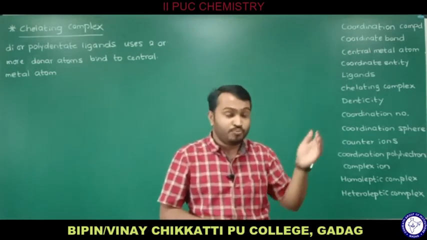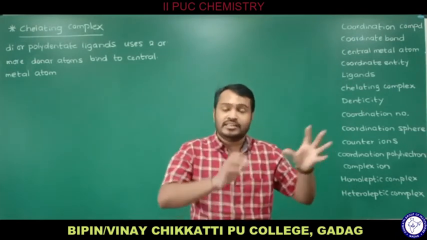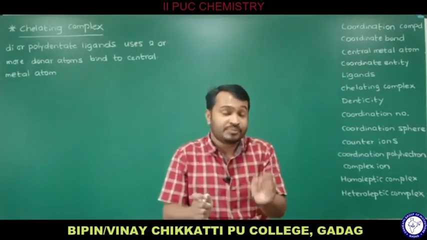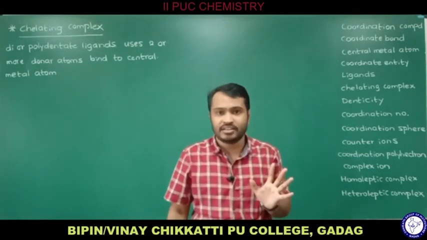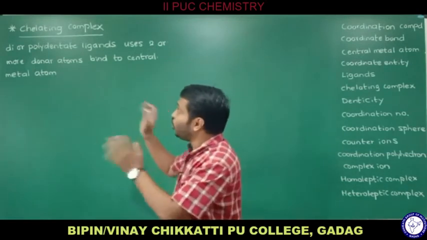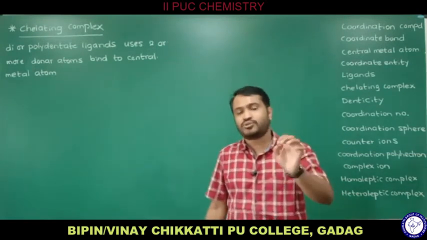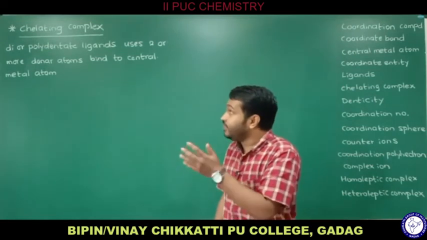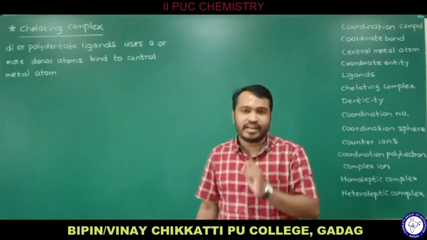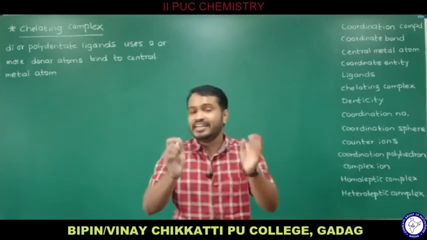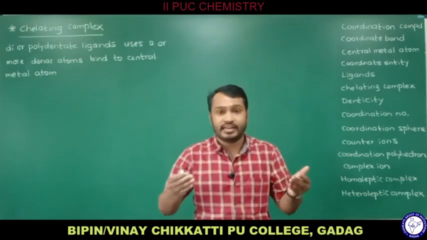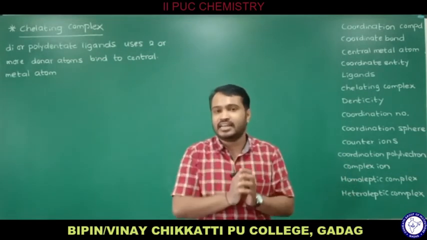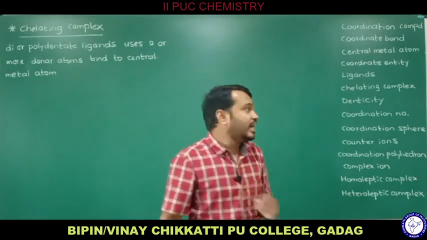So we have two nitrogens and four acetate ions, they are going to donate lone pairs of electrons to the central metal atom. Therefore, EDTA is the best example of a chelating ligand, and the complex formed by such chelating ligands we call a chelating complex. Remember, EDTA is an example of a chelating ligand, and the complex where EDTA acts as a ligand, we call a chelating complex here.